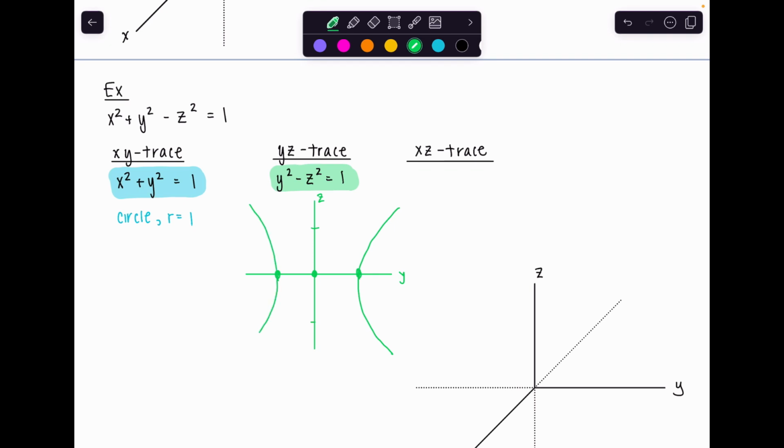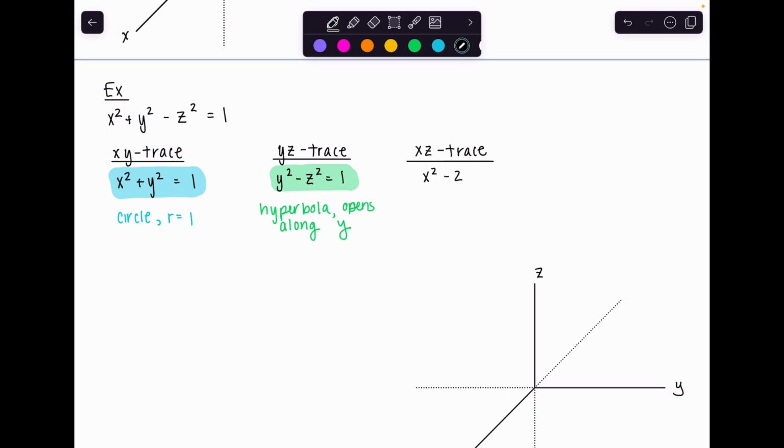You can get more precise because you can find the asymptotes, but again, we're just going to do this not super intricate. Okay, so I have that basic idea. So this is a hyperbola, and it opens along the y-axis. Okay. And then likewise, if you do the xz trace, you get the same thing, but the x squared is positive. So this also gives us a hyperbola.